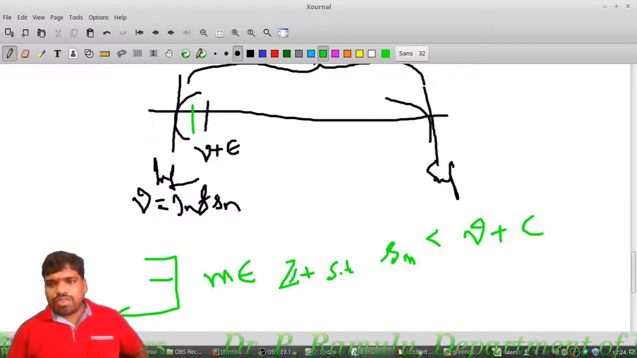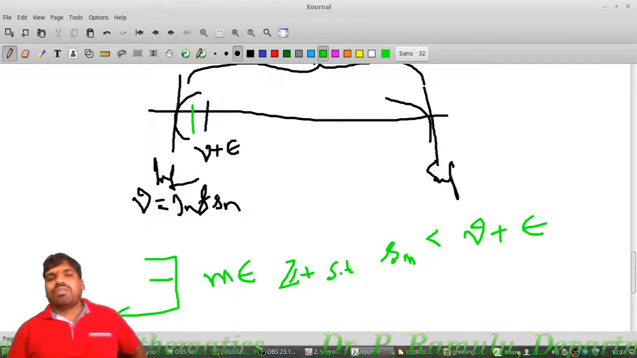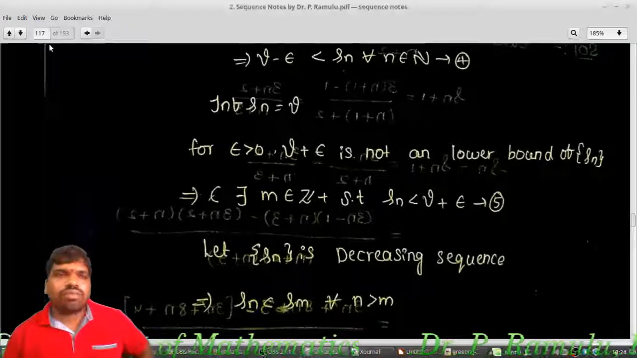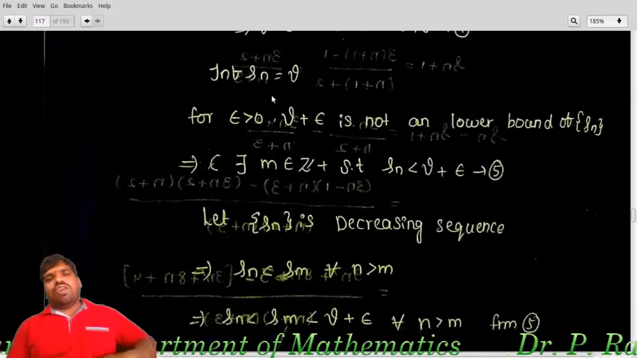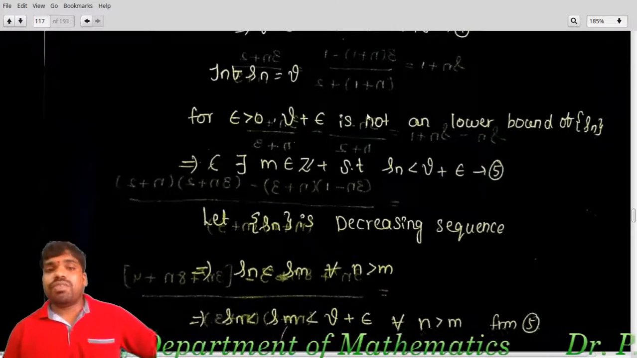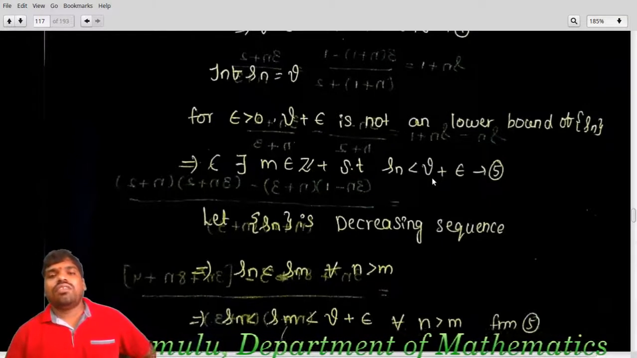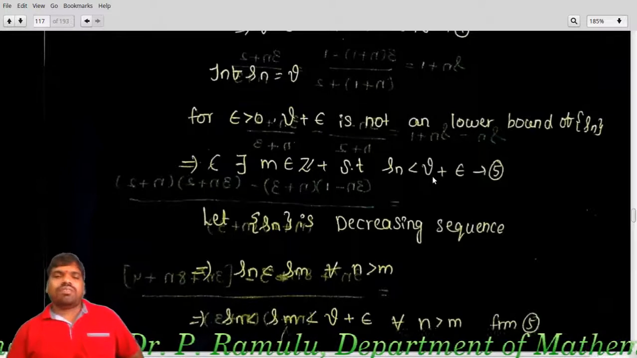That is why v plus epsilon is not a lower bound. There is a term of the sequence Sn which is less than v plus epsilon, right? So let epsilon be greater than 0. v plus epsilon is not a lower bound of Sn, which implies there exists m belonging to Z plus such that Sm is less than v plus epsilon.